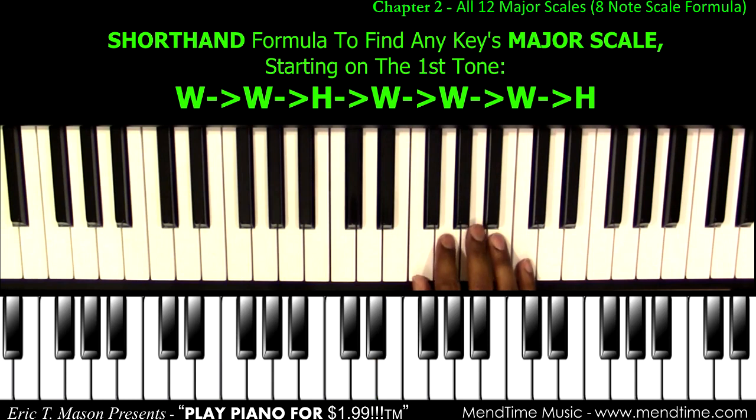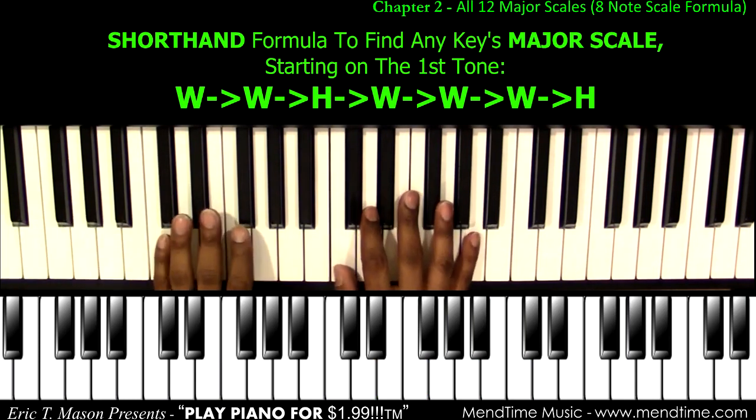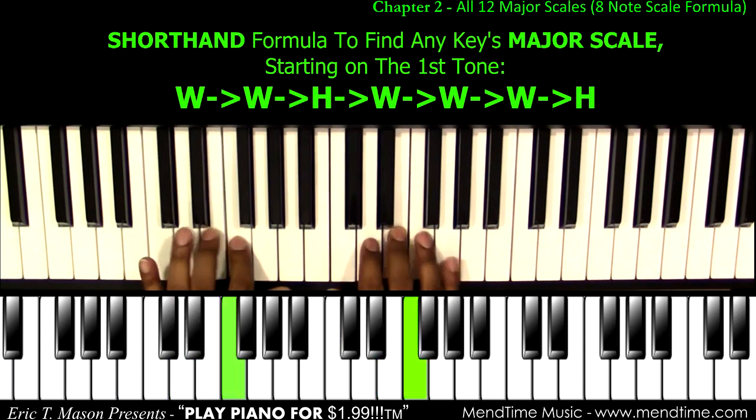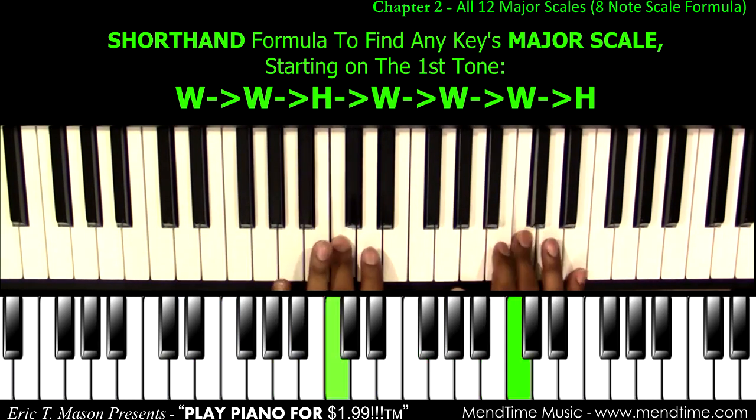So, very simply, 2 W's, for 2 whole steps, then a half, because there's nothing separating these 2. And then you have your 3 whole steps, and then your half step. Let's do it one more time with both hands. Whole step, whole step, half step, whole step, whole step, whole step, half step.